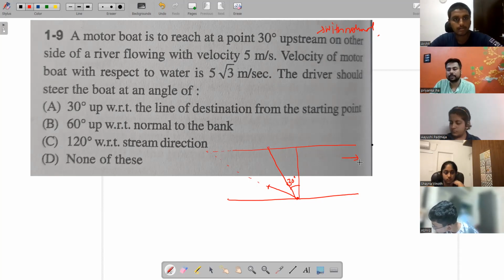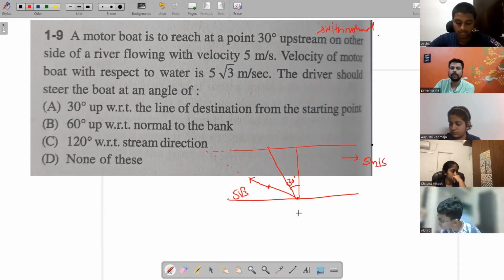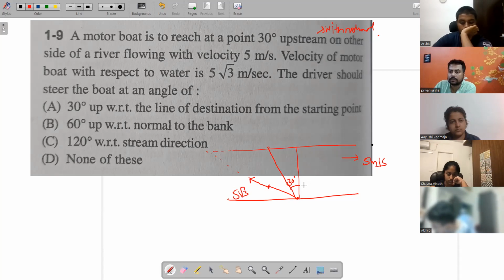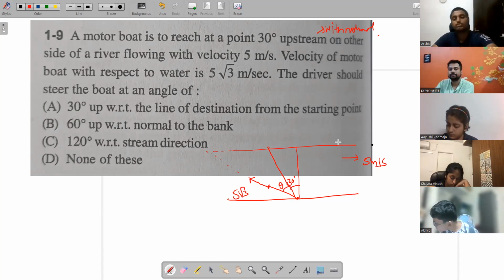The river is flowing with speed 5 meter per second. Velocity of the motor boat with respect to water is 5 root 3. This is the relative velocity. So the driver should steer the boat at an angle. At what angle should the driver start? Suppose this angle is theta.